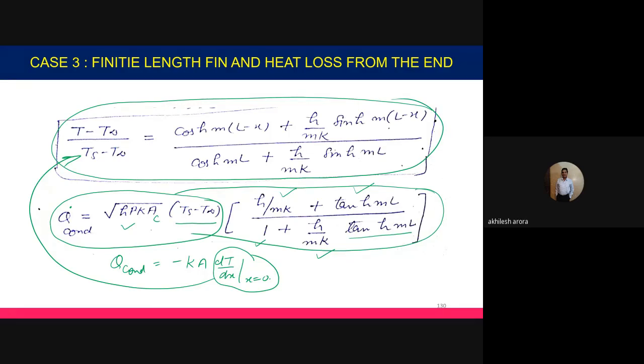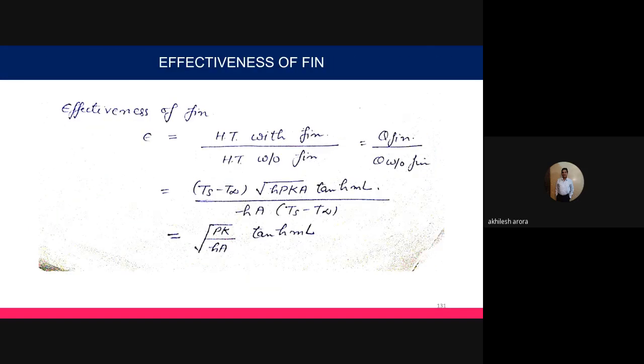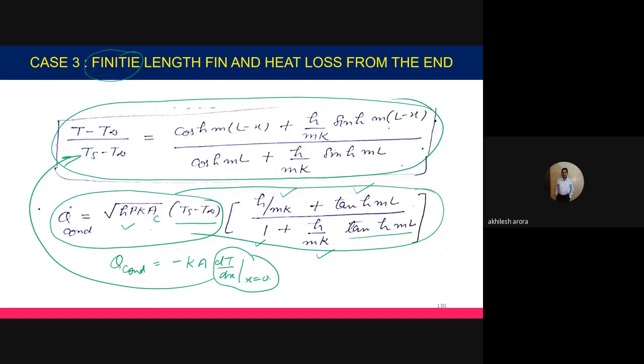You need to remember them in the case of the finite length fin, and here the spelling of finite is also incorrect. So we have done three cases of the fins. The first one was finite length of the fin. The second one was finite length fin with the end not losing heat, that is, it is insulated, and the third is the fin with the case when there is heat loss from the end also, and that is not a practical case. Basically the second one is the more practical case, and you need to remember that.